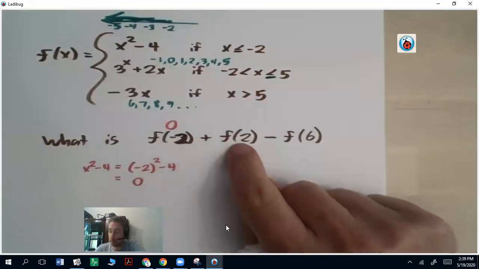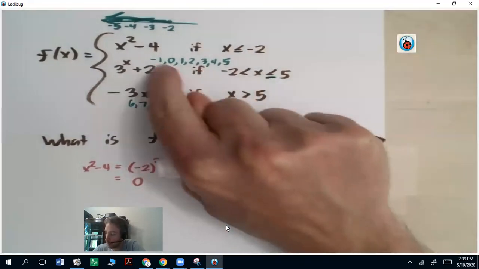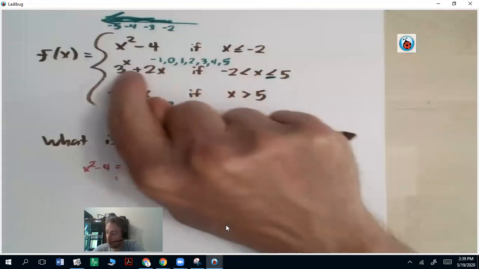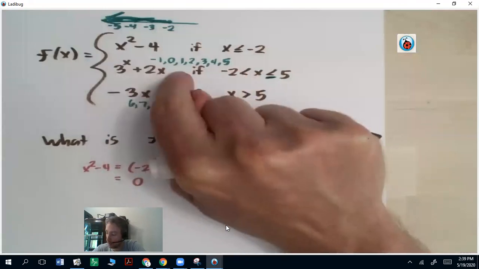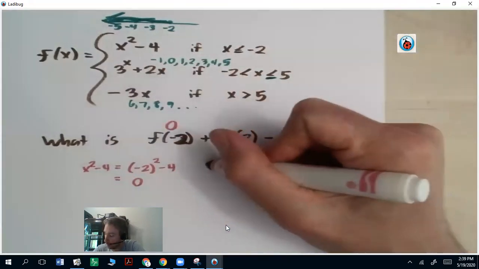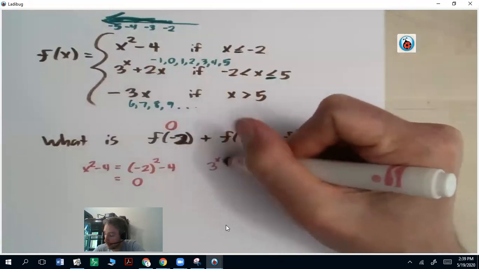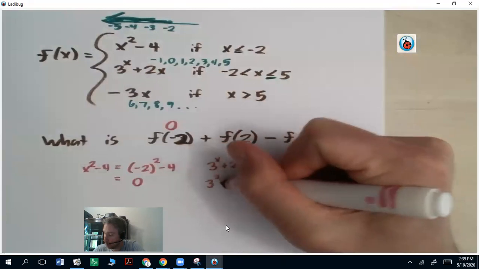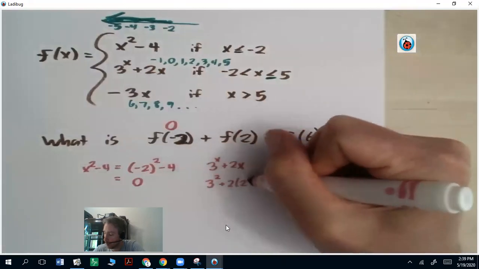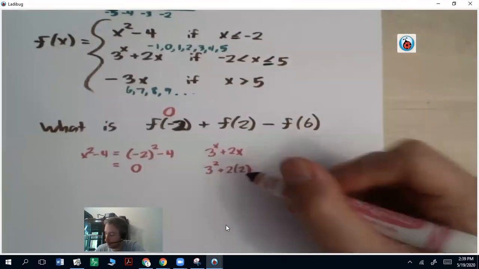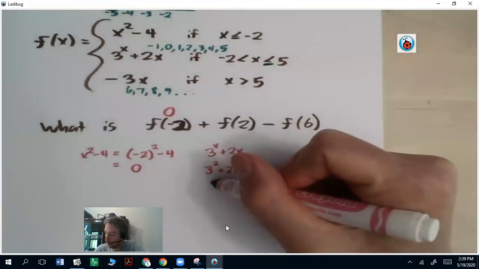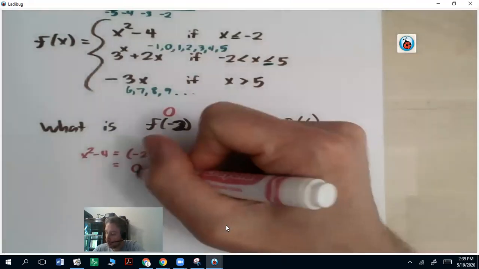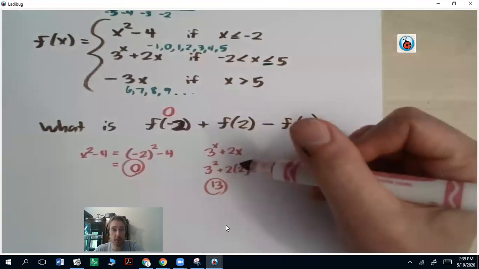F of 2. Now 2 falls between negative 1 and positive 5. So 2 is going to get plugged in for these x's. So if I plug 2 in for 3 to the x power plus 2x, that's going to be 3 squared plus 2 times 2. 3 squared is 9. 2 times 2 is 4. So 9 plus 4 is 13. Feel free to check that with a calculator if you need.